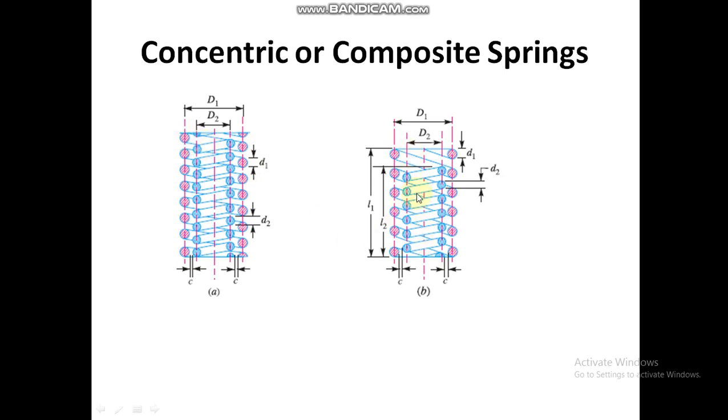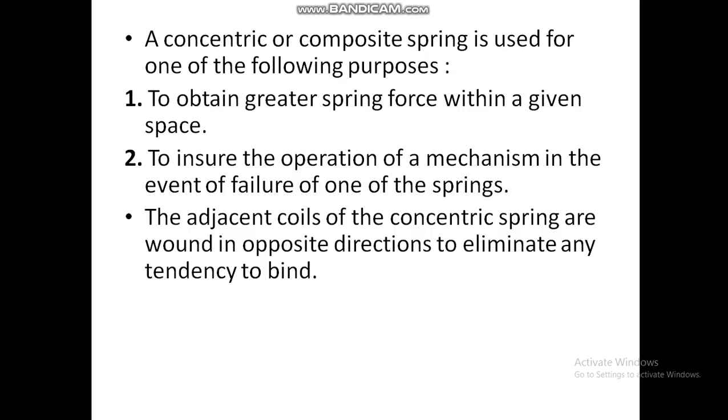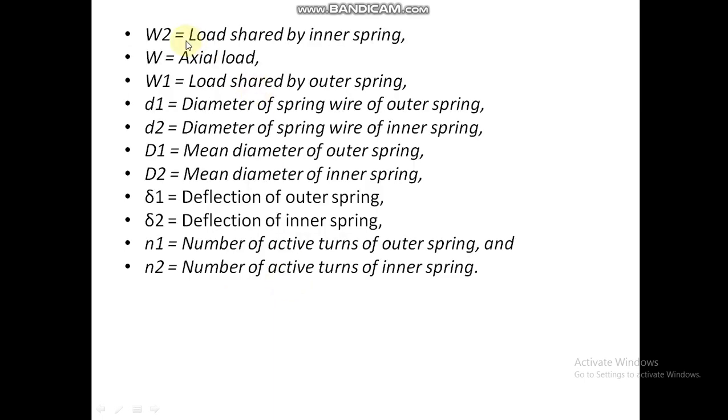As you can see in this diagram, this angle is upward, this angle is downward. So the winding of both springs is done in opposite directions to avoid any binding of the two springs. So let W2 be the load shared by the inner spring, W1 the load shared by the outer spring, and W the total axial load.